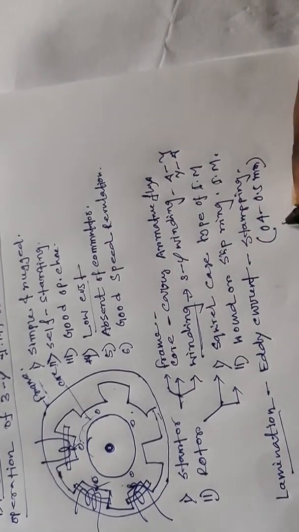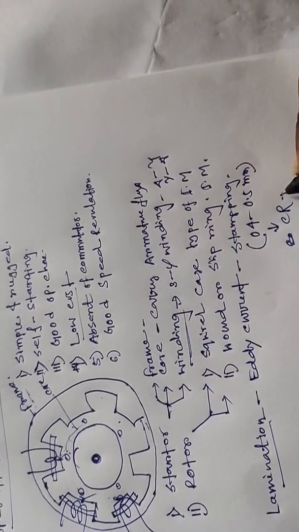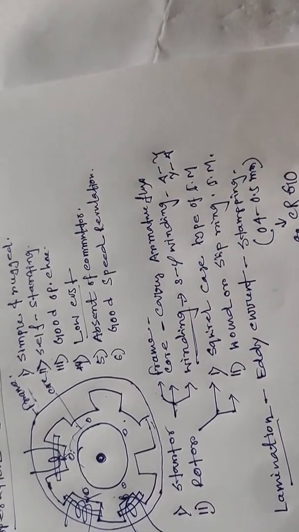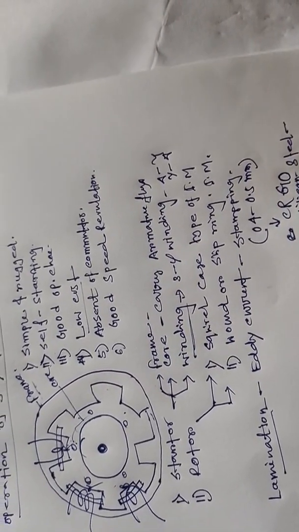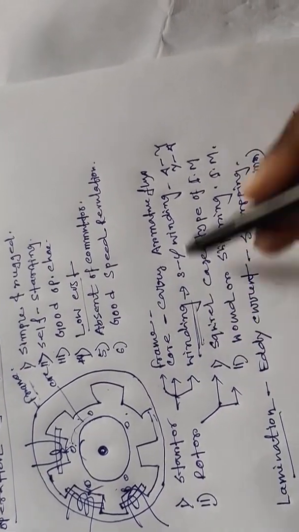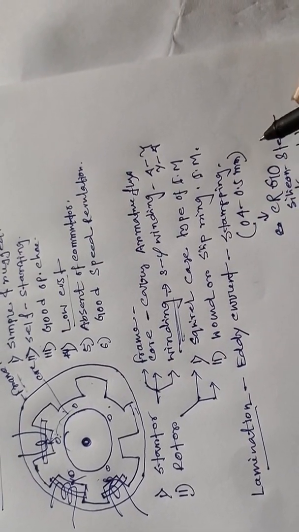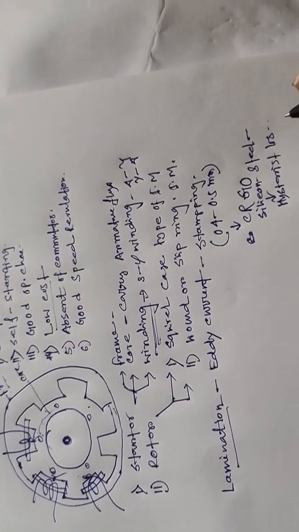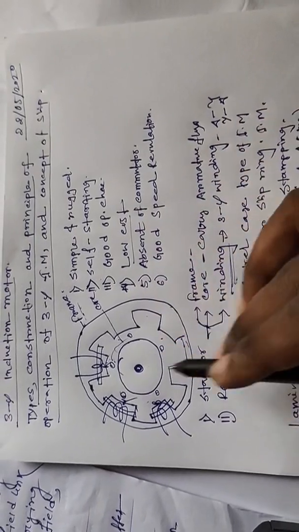The lamination material is cold rolled grain oriented silicon steel. These materials also reduce the hysteresis losses. This is the function of the winding. The stampings are laminated from each other, and this stamping lamination reduces the eddy current losses and also the hysteresis losses. This is the construction of the three-phase induction motor.